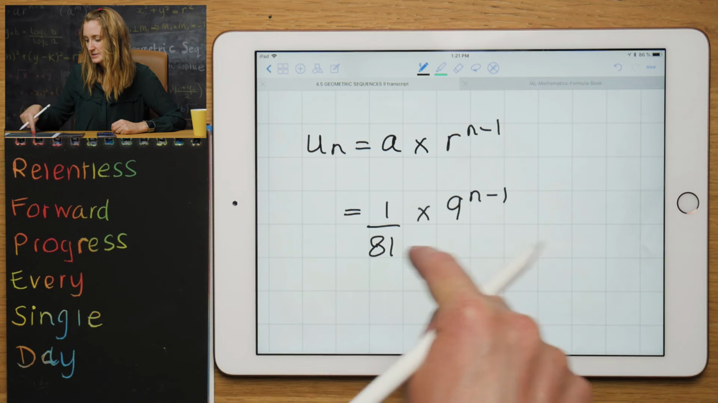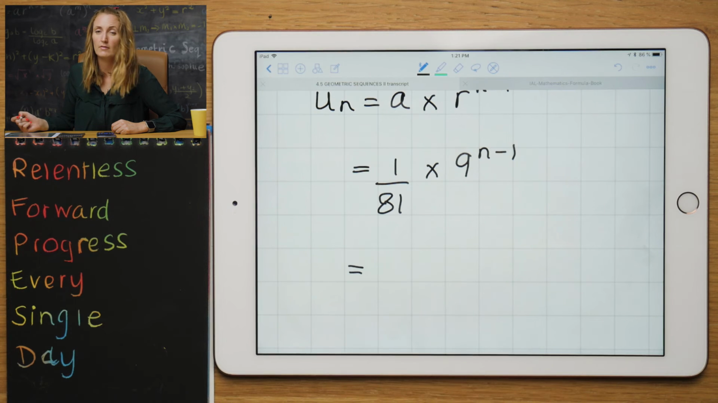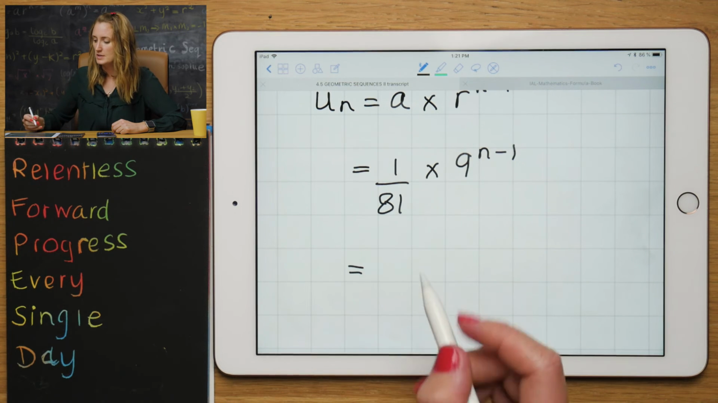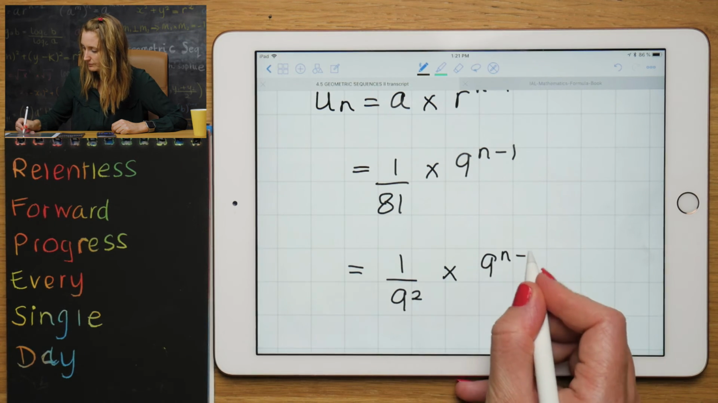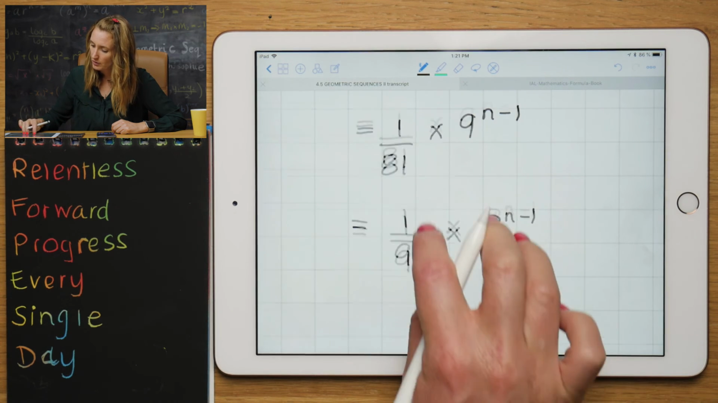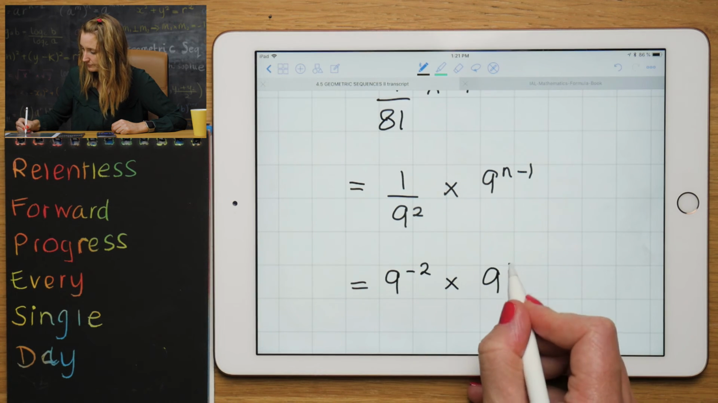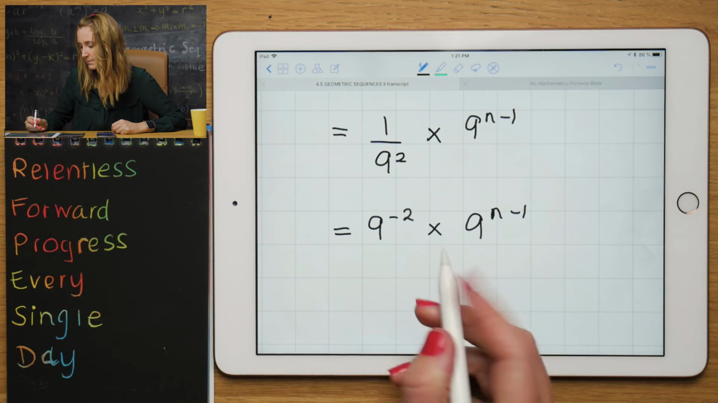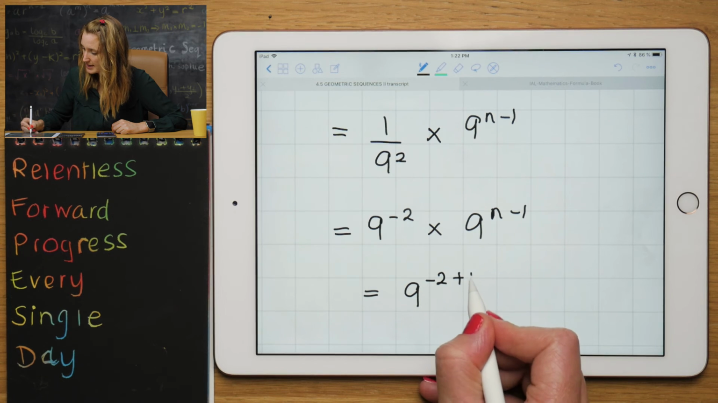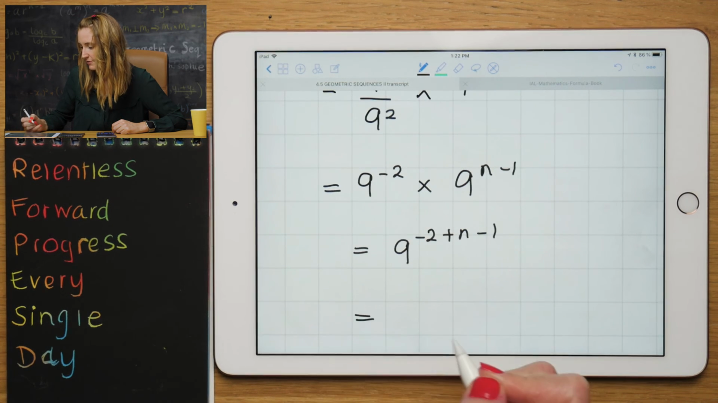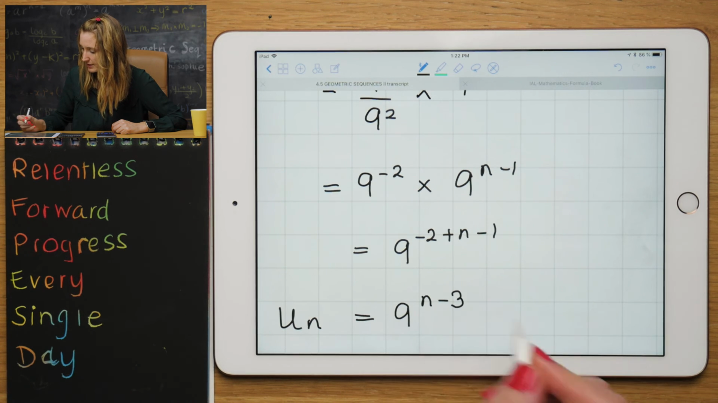These are in different bases, so you can't multiply them. However, those of you that remember from our indices course, 81 is 9 squared. Because it's on the bottom here, you can rewrite that as 9 to the minus 2. Now we have the same base, we can simply add the indices together. So 9 to the minus 2 plus n minus 1. And the final formula for the nth term is going to be 9 to the n minus 3.